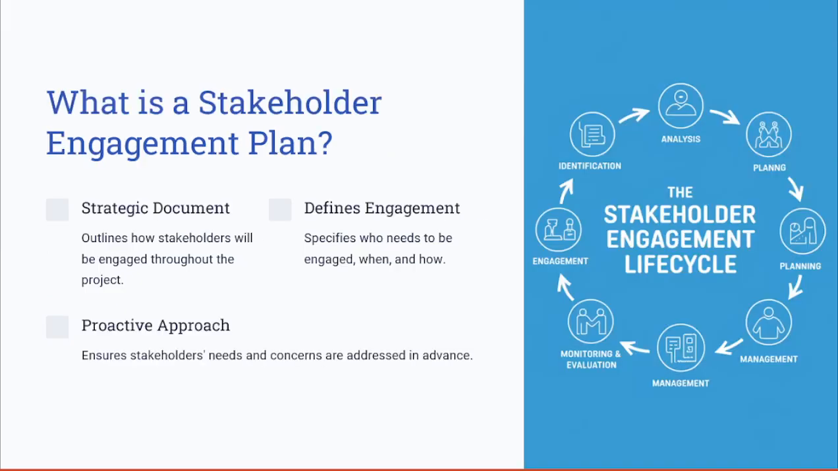But let's first understand what exactly a stakeholder engagement plan is. The stakeholder engagement plan outlines how the stakeholder or group will be engaged throughout the project. This plan takes into account each stakeholder's expectations, communication preferences, and impact on the project, ensuring the right people receive the right information at the right time. It's a proactive approach to manage the relationships with the stakeholders and minimize potential issues, also aligning their needs with the project goals.